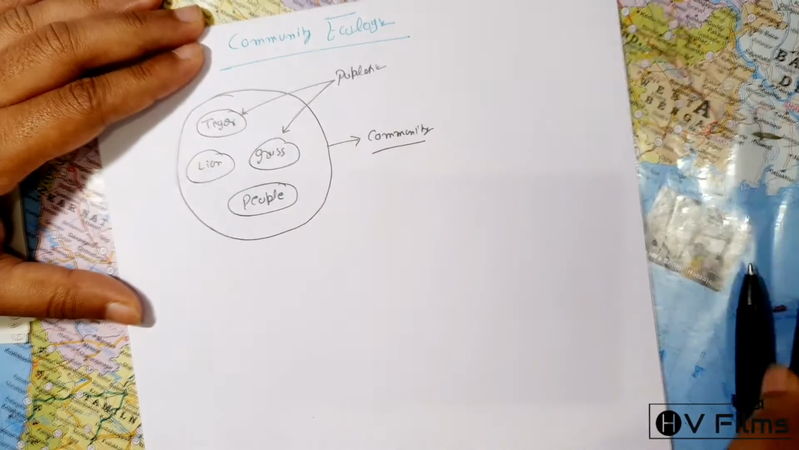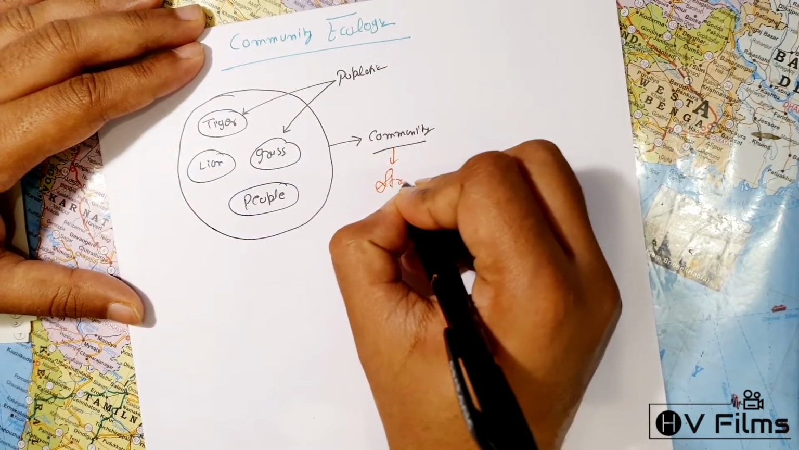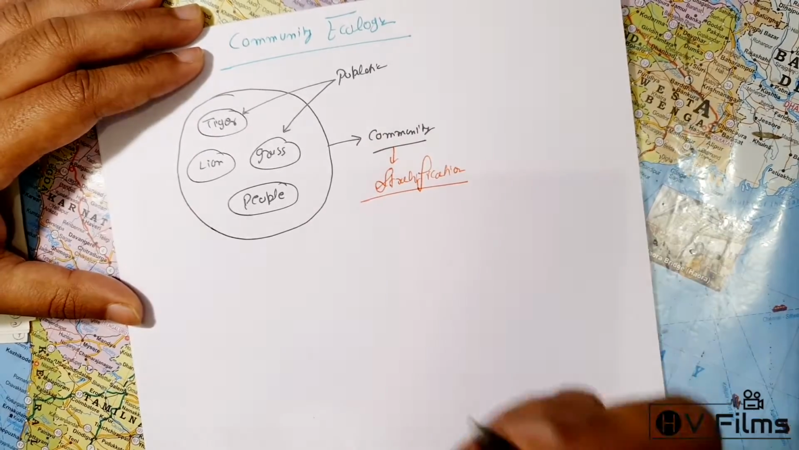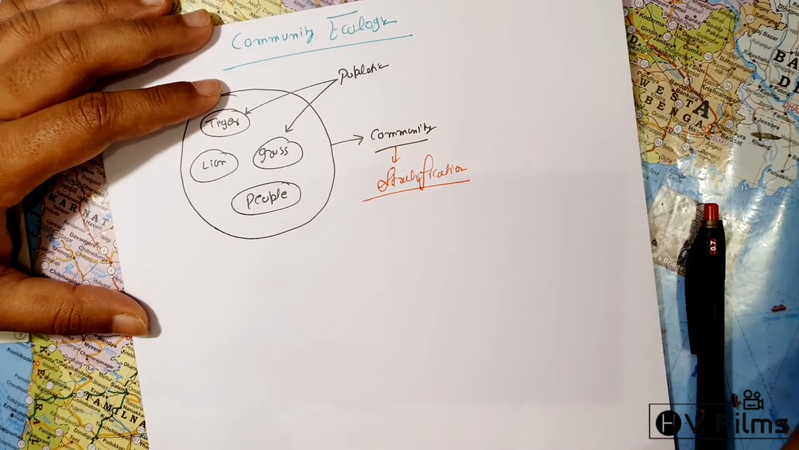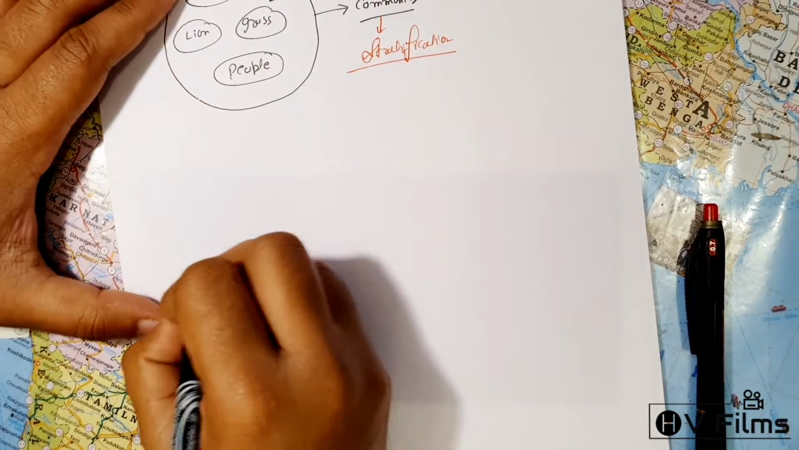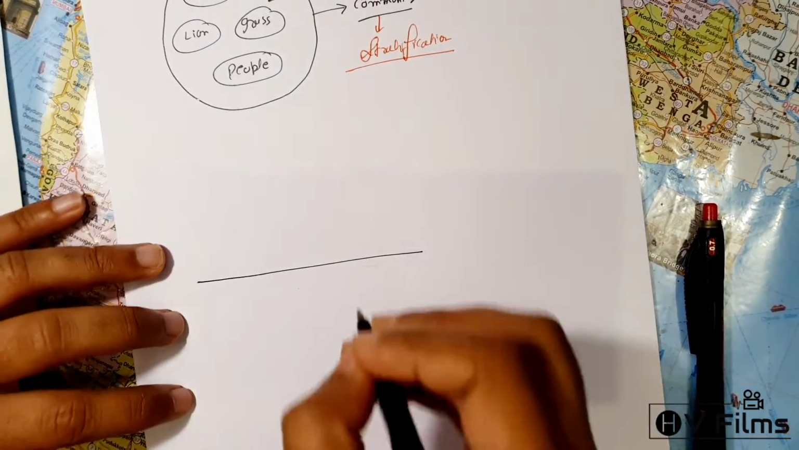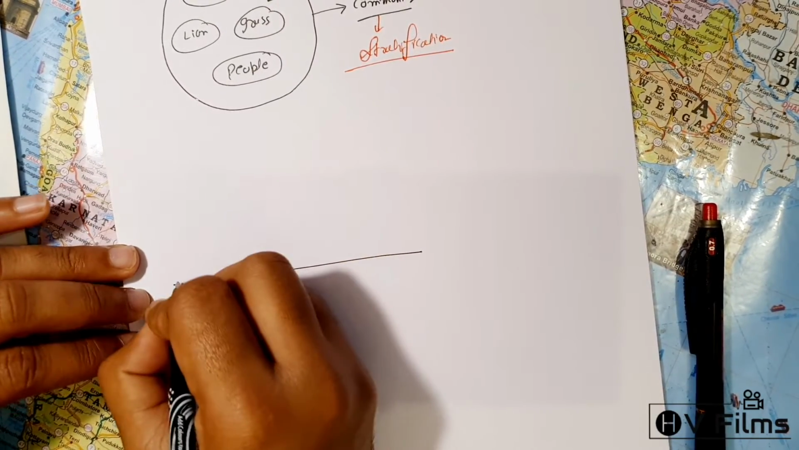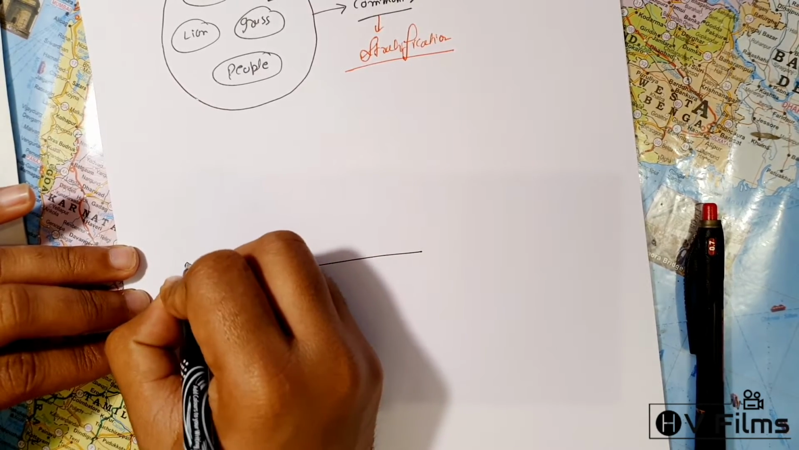Now various methods have been devised to study this community. It is basically a grouping of populations of different organisms found living together in a particular environment. This is what the community means. Now to study this community, there is one method which has been devised, which we call stratification. Now the stratification is something like this. We can study it through the diagram.